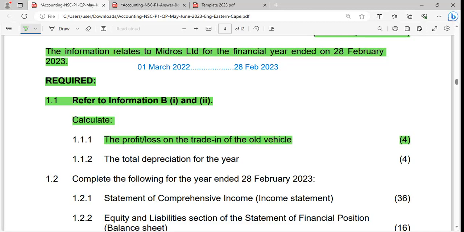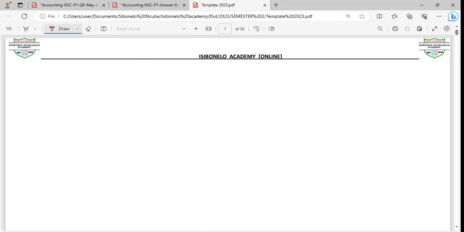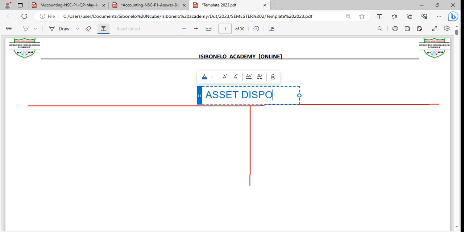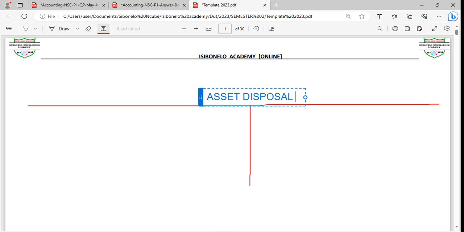So guys, the best way or the easiest way to calculate, you just need to prepare your asset disposal account. So to get your profit or loss on sale of assets, you must prepare this account if you want to do it correctly. So this is asset disposal account. So on this account we've got credit side and debit side.